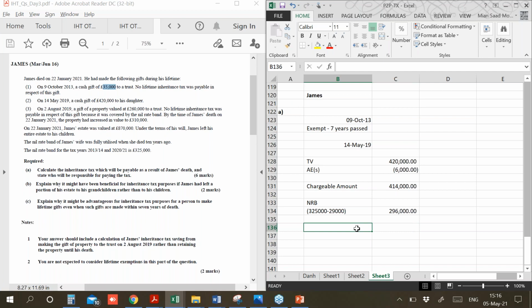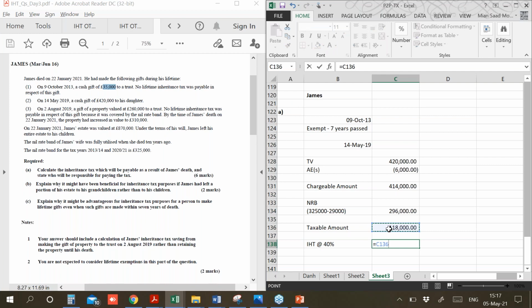Now, taxable amount. Taxable amount is this minus this. On 118, the IHT will be applicable, and IHT is 40%. So this amount multiplied by 40% equals 47,200, which is the IHT that will be payable as a result of James' death on this transfer. The first transfer is exempt. That one is exempt. That one I have calculated the IHT, and now only one transfer is left.